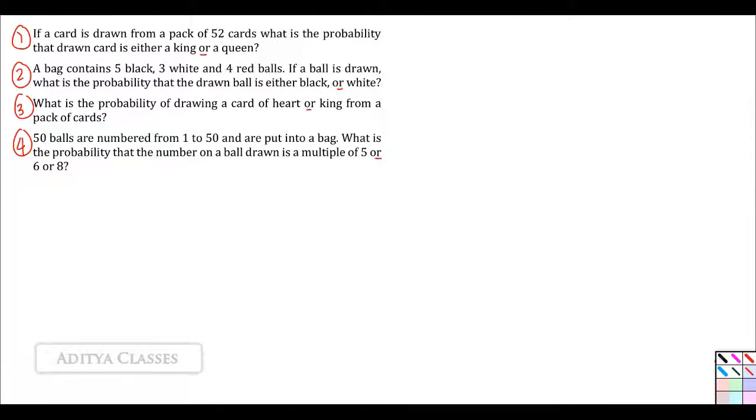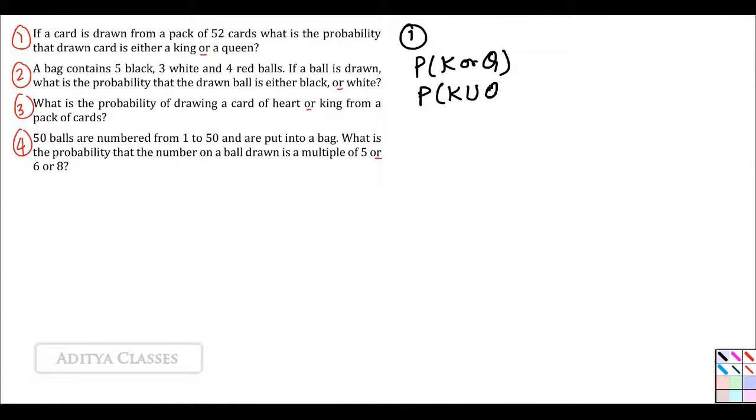Here we have our first question. What is it? If a card is drawn from a pack of 52 cards, what is the probability that the drawn card is either a king or a queen? So we wish to know the probability of king or queen, which can be written like this also, K union Q. You could write it either way. Okay, so now what is the probability of king or queen?